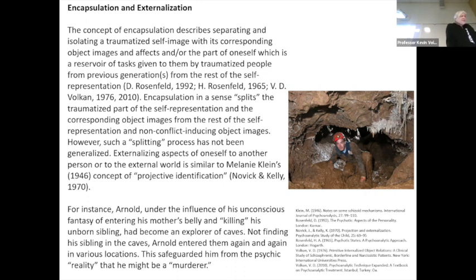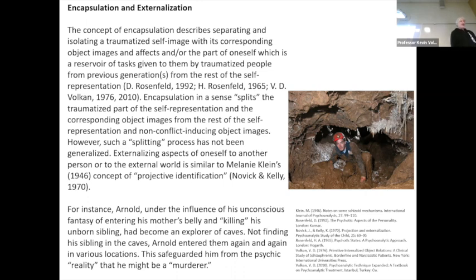Okay, that makes sense. And then there's an externalizing part of this, which is externalizing aspects of oneself into another person or to the external world. And this is similar to the projective identification that we talked about before, right? You guys all remember projective identification? Okay. So here's an example, a patient named Arnold, under the influence of the unconscious fantasy of entering his mother's belly and killing his unborn sibling. This is his fantasy. What he does, he becomes a cave explorer, a spelunker, as it's known.